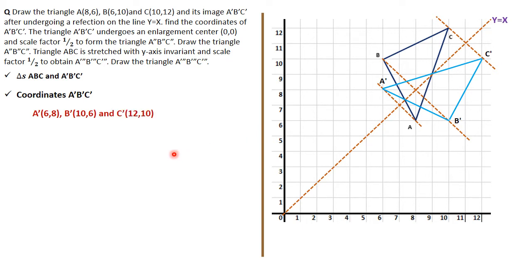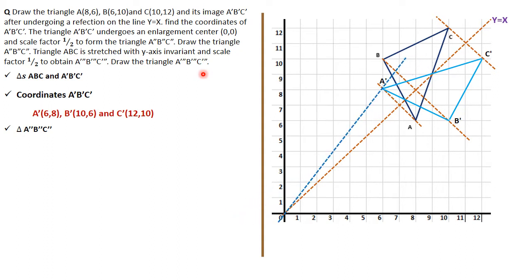Let's go to the next part. We're supposed to obtain a triangle A double prime, B double prime, C double prime. That's the second image, and we're told that the image is obtained after the triangle we've just gotten has been enlarged with a scale factor of half about the origin.